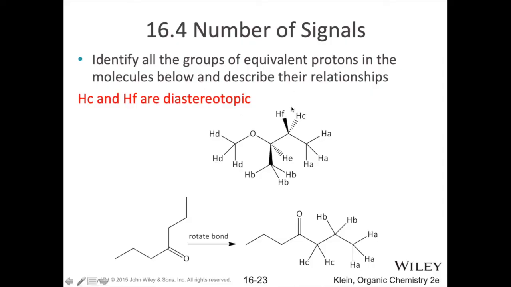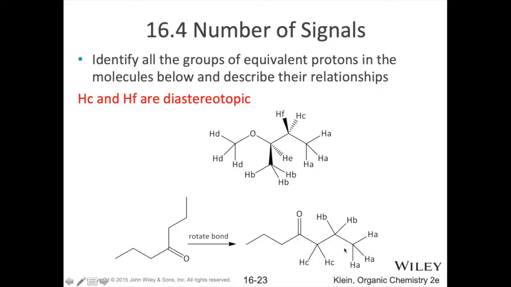Now, when you're looking at this molecule, these two hydrogens here, C and F, you're probably saying to yourself, wait a minute, is there a mirror plane going through this molecule? The reason there isn't is because of this chiral center over here. This hydrogen is not the same as this methyl group over here, and that's what causes these two to be diastereotopic to each other. So they are not equivalent.